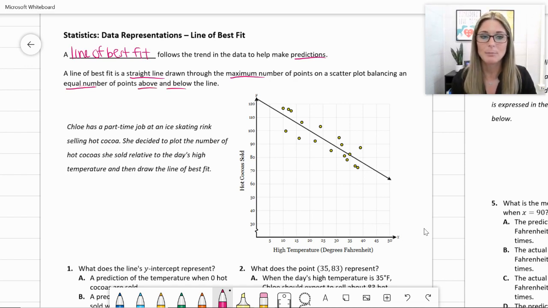Got an example for us below. Chloe has a part-time job at an ice skating rink selling hot cocoa. She decides to plot the number of hot cocoas she sold relative to the day's high temperature and then draw a line of best fit. You can visually see they've already created that scatter plot, and here is a line of best fit going right through the center of our data. We've got the same number of points above and below, and it's going right through the middle following that trend in the data. That's a line of best fit. So let's answer some questions below.